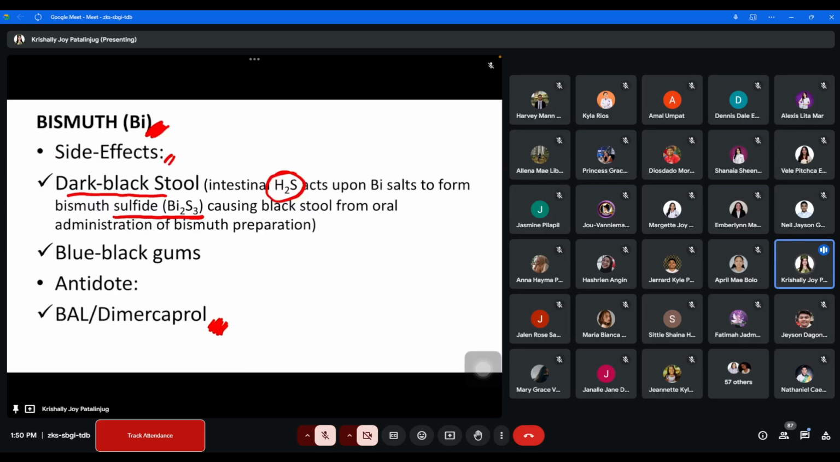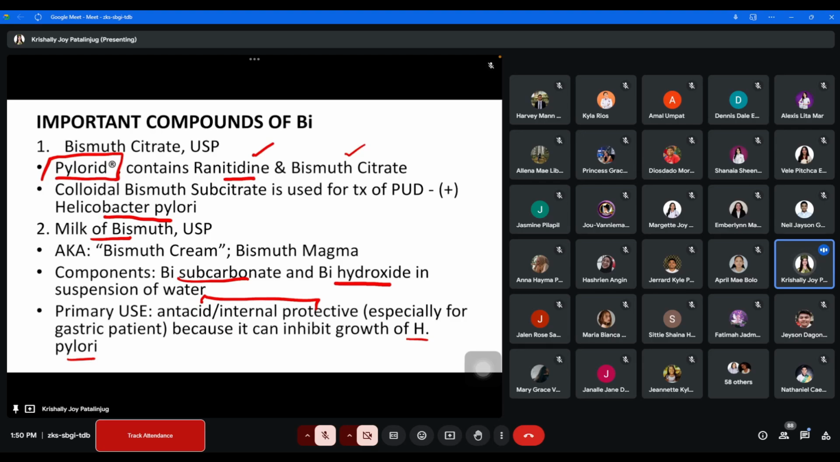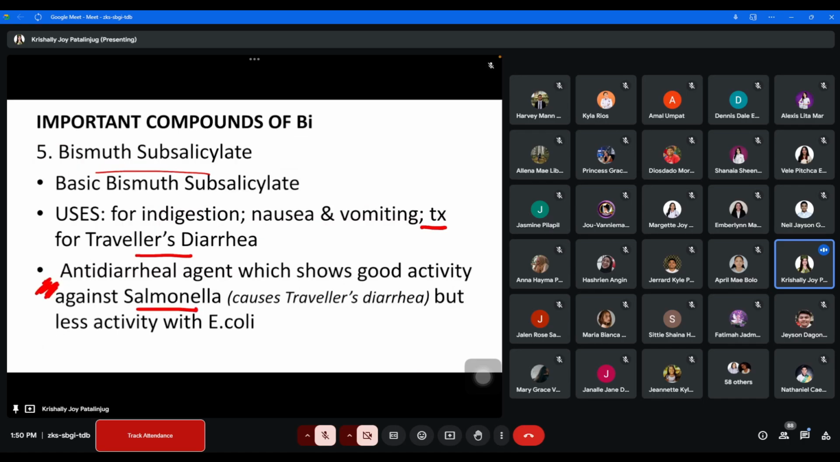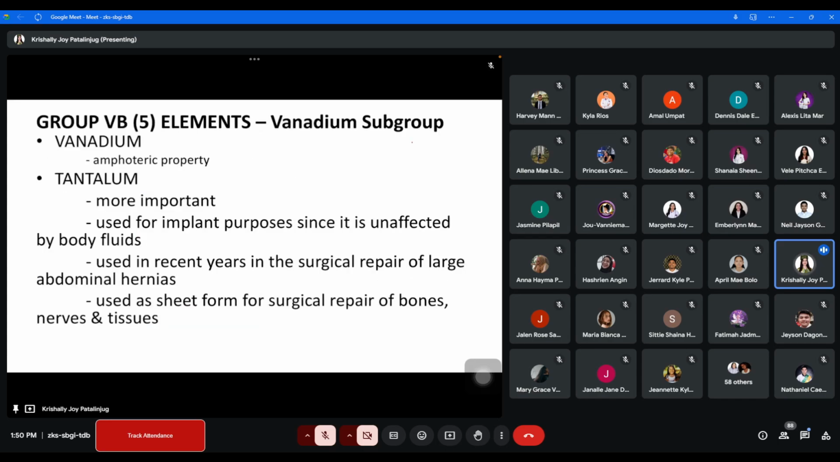So mainly, kung i-generalize niyo siya, more on antacid siya, internal protective for ulcerous stomach lining. And yung ulcer type na pwedeng highly recommended ang bismuth-containing compounds is yung caused by H. pylori. Okay, so we finished discussing elements under group 5A. You have there yung nitrogen, phosphorus, arsenic, antimony, and bismuth. So kindly take note of those, ha? And yung mga pharmaceutically important compounds in each element under group 5A.